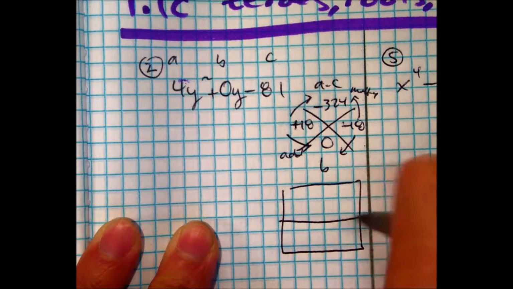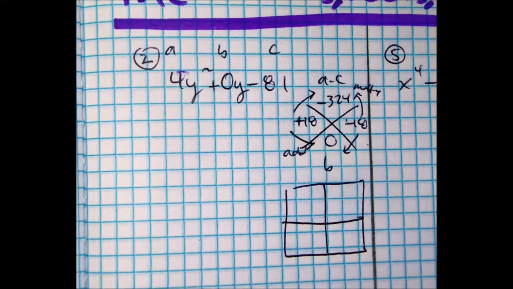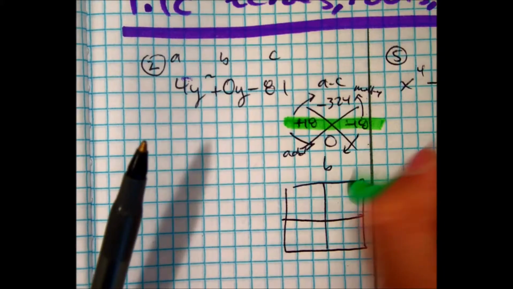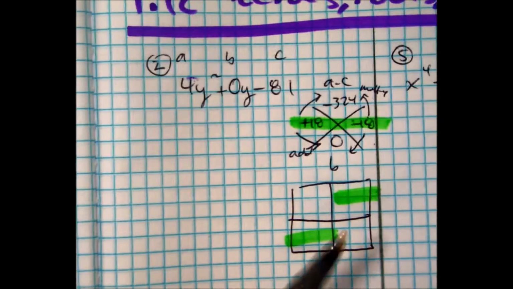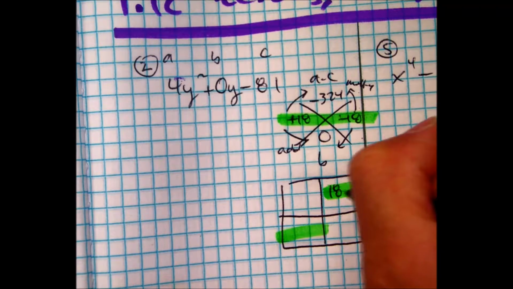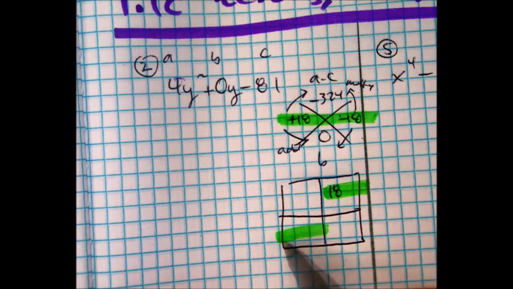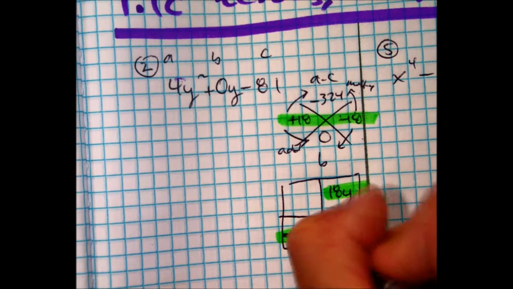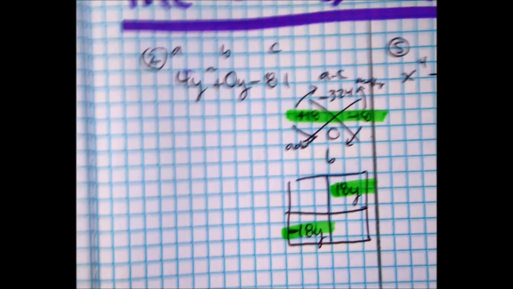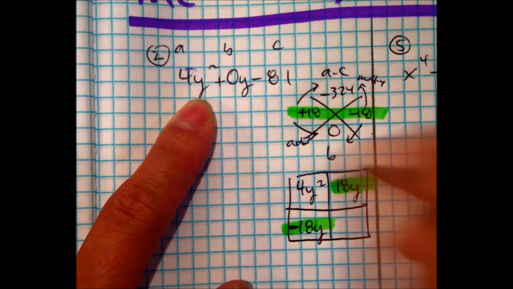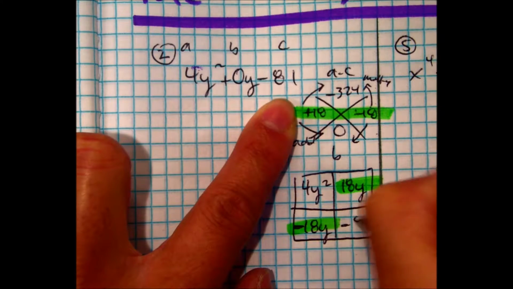Put this into my box. So I have positive and negative 18. So I'm going to add those in the green areas. They have to go, if you're using my method, they have to go in the bottom left and the top right. And then you add your variable, so that's a y. And then you put your first term up here, 4y squared, and then your last term.